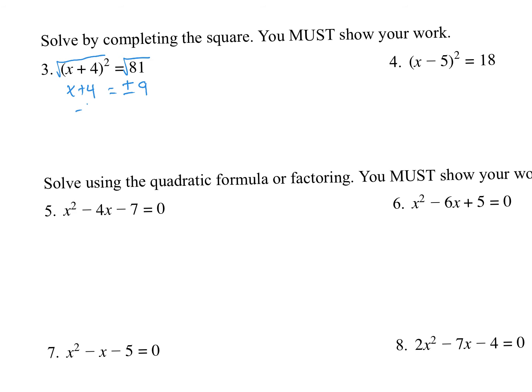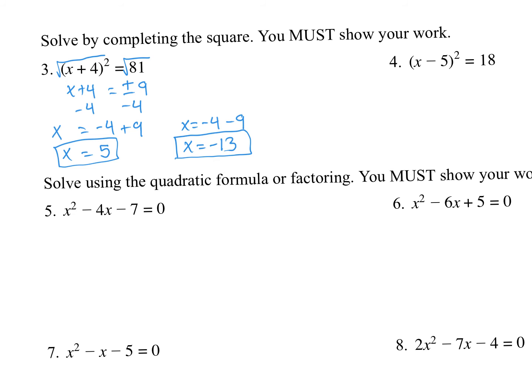Then I want to subtract 4 from both sides to solve. So there are two answers. x equals negative 4 plus 9, and x equals negative 4 minus 9. Simplify: x equals negative 4 plus 9 is positive 5, and x equals negative 4 minus 9 is negative 13. So our answers are positive 5 and negative 13.